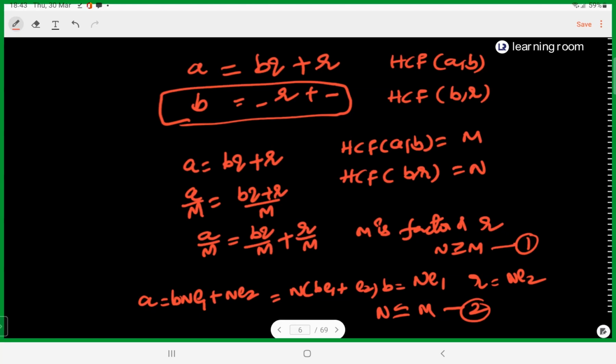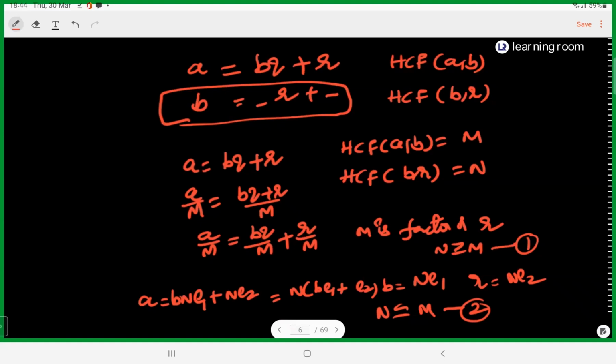Now we are clear? You want to note it down? You can note it down. So just as simple, yeah. So this is the equation 1, and now we are considering HCF of a comma b is equal to some m, HCF of b comma r is equal to n. Now we are showing that n is also a common factor of a comma b. m is also a common factor of b comma r.